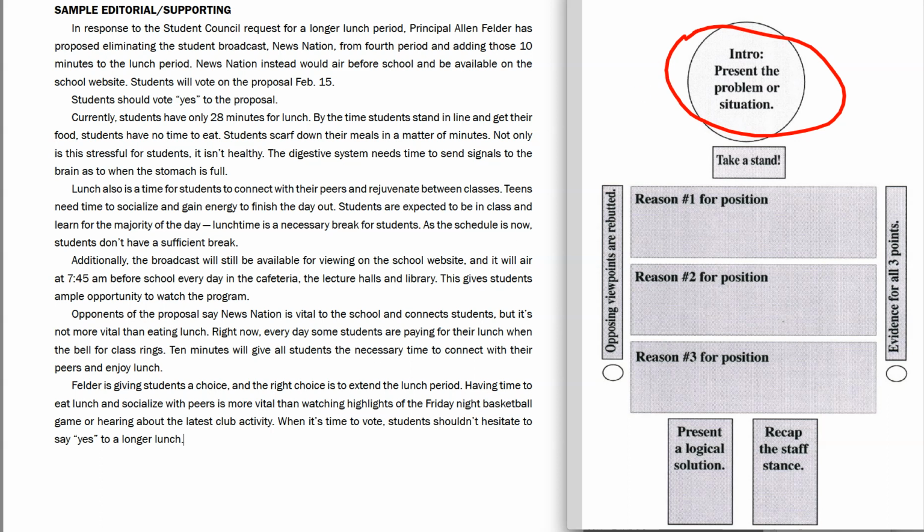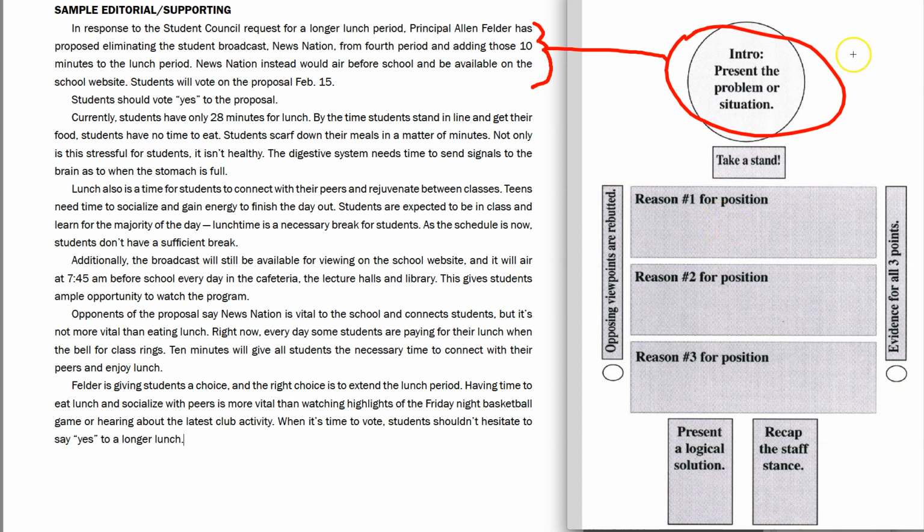So in this piece here, this first paragraph right here just sets up the problem really clearly, gives all the info so that people understand exactly and specifically what the problem is. In response to the student council request for a longer lunch period, Principal Alan Felder has proposed eliminating the student broadcast, News Nation, from fourth period and adding those 10 minutes to the lunch period. News Nation instead would air before school and be available on the school website. Students will vote on the proposal February 15th.